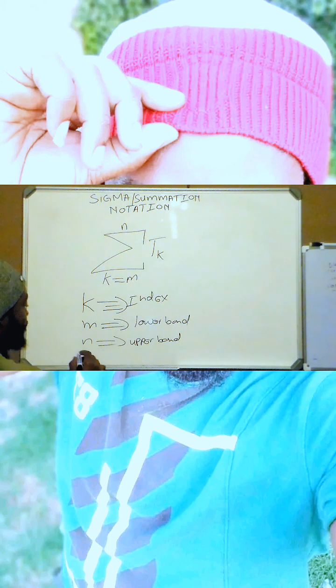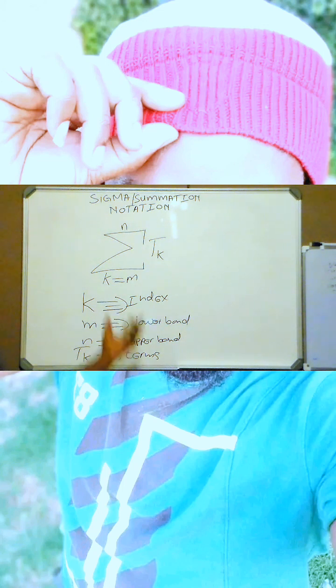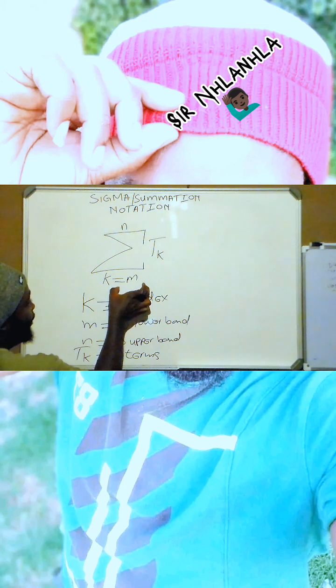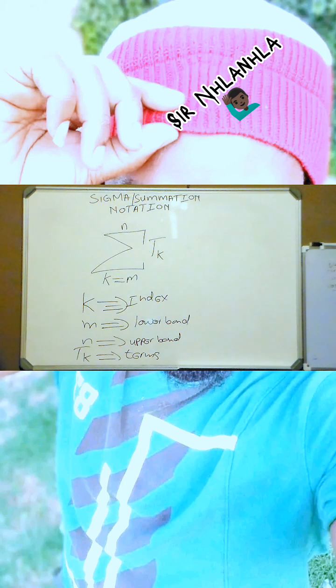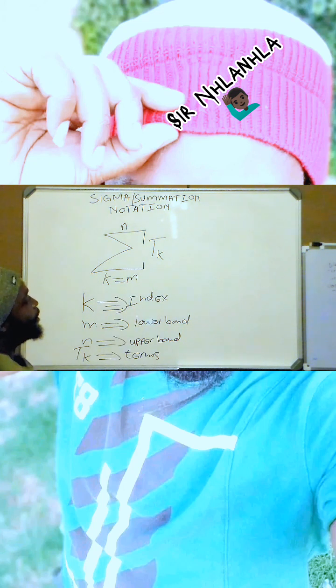And then you have T_K. This represents the terms in the sequence, or rather you can call it the representation of the general term of a given sequence, right? So what the sigma notation mainly indicates is that we should sum up the expression written to the right of it. So we sum this expression from the lower bound M to the upper bound N, right? So the index K is increased by increments of 1 from M until we go to the nth value.